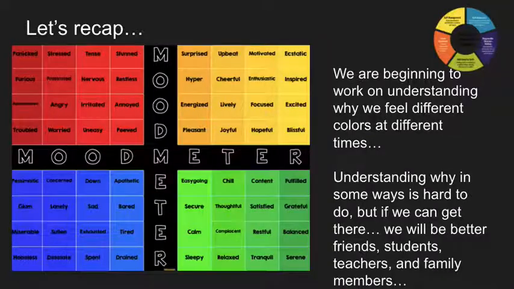All right, guys, let's wrap it up. So we just spent some time looking at the different quadrants on the mood meter, and we are getting a little deeper into figuring out why we may feel different colors at different times. Understanding why we feel this way is sometimes easy, but it can also be hard. If we can get to the point where we are able to understand why we feel these certain colors, we're going to become better friends, students, teachers, and family members.